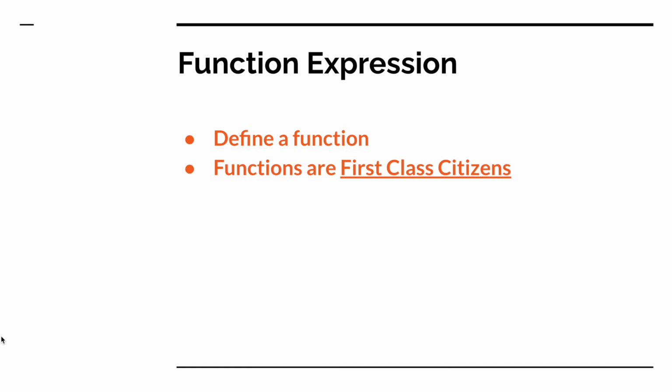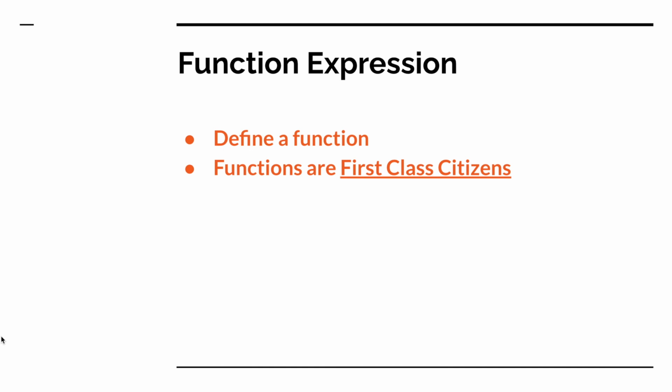So, what are they? Well, they are a way to define functions using a variable declaration and assigning a value of a function. This is possible because in JavaScript, functions are considered first-class citizens, which means they're treated as values. So one of the perks of that is that you can assign a function to a variable.